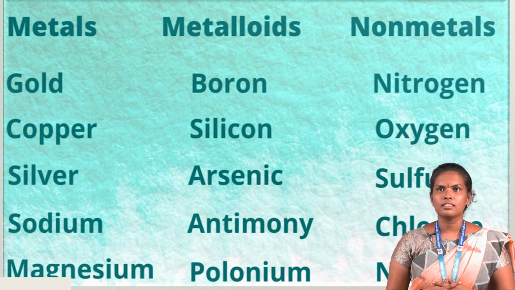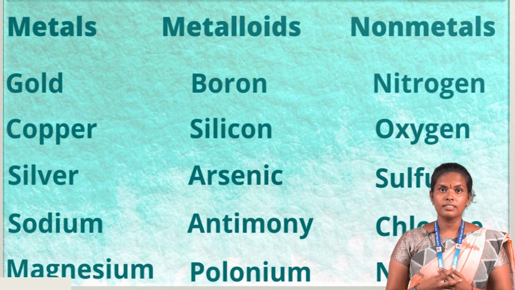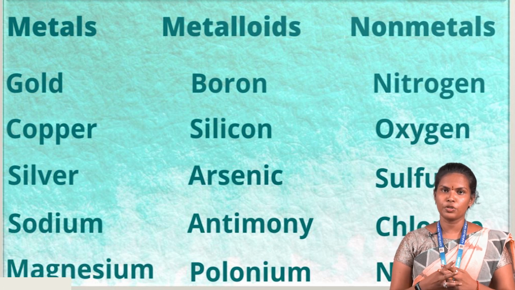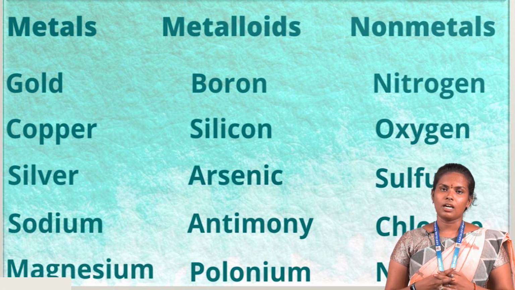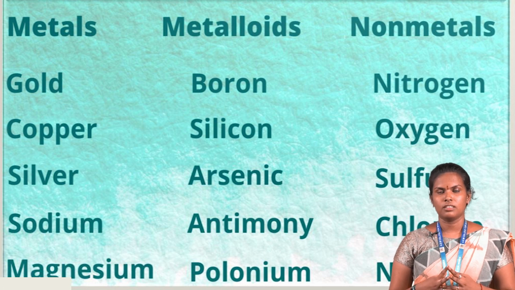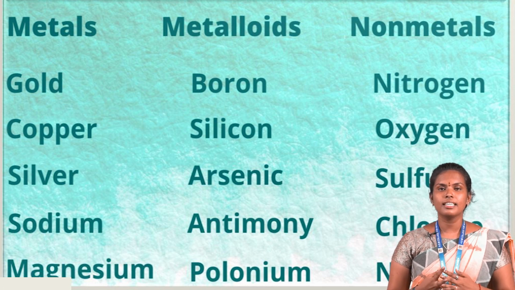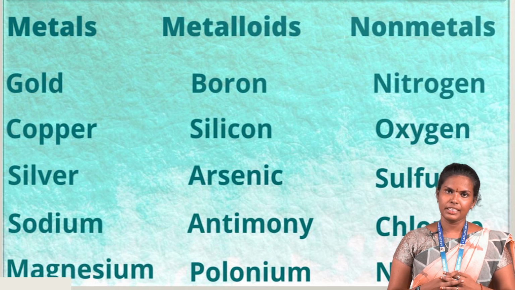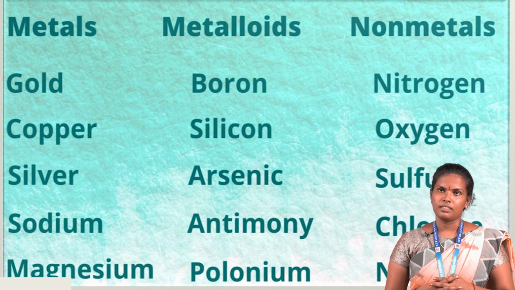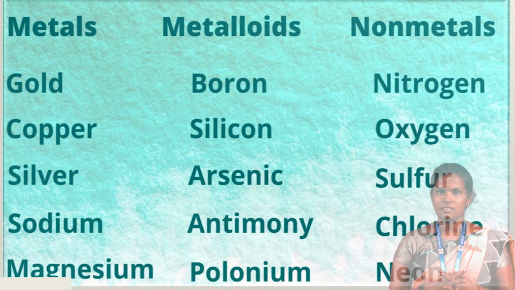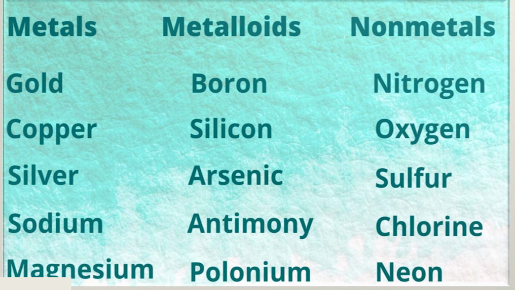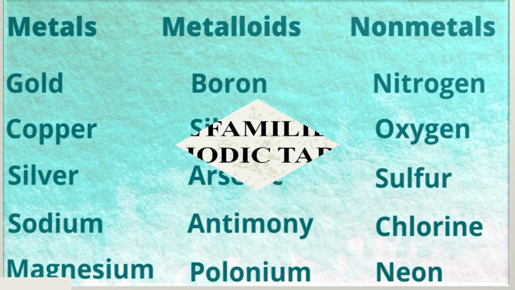Examples of metals: gold, copper, silver, sodium and magnesium. And examples of metalloids: boron, silicon, arsenic, antimony and polonium. And examples of non-metals like nitrogen, oxygen, sulfur, chlorine and neon.